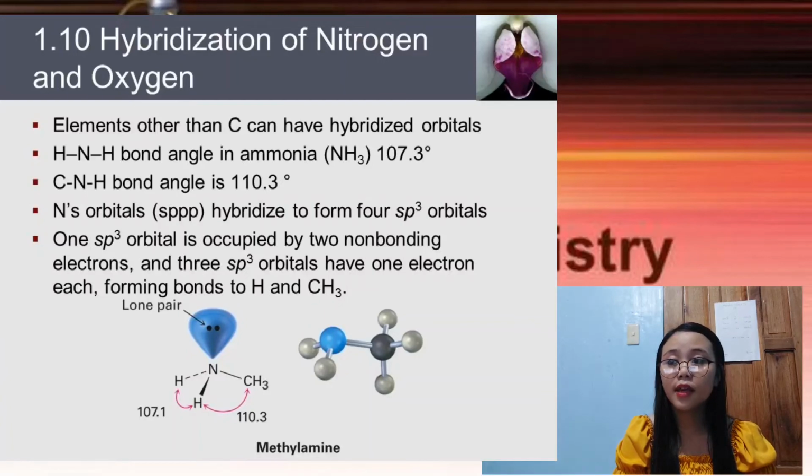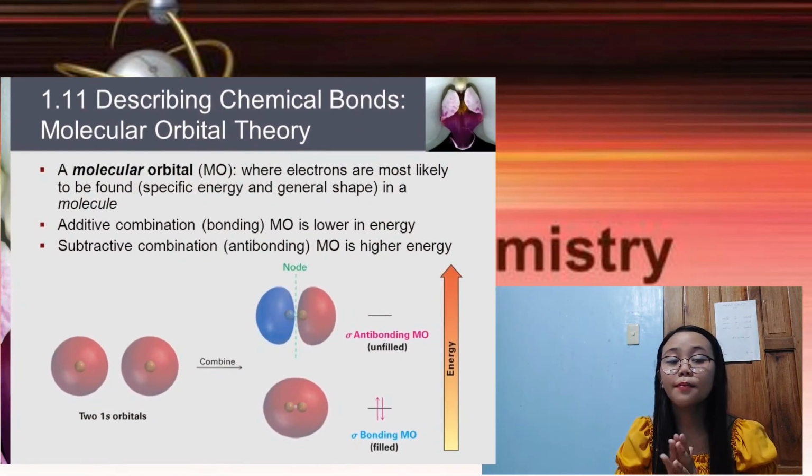The N 2s and 2p orbitals hybridize to form 4 sp3 orbitals. One sp3 orbital is occupied by 2 non-bonding electrons and 3 sp3 orbitals have 1 electron each, forming bonds to H and CH3. Describing chemical bonds, molecular orbital theory.